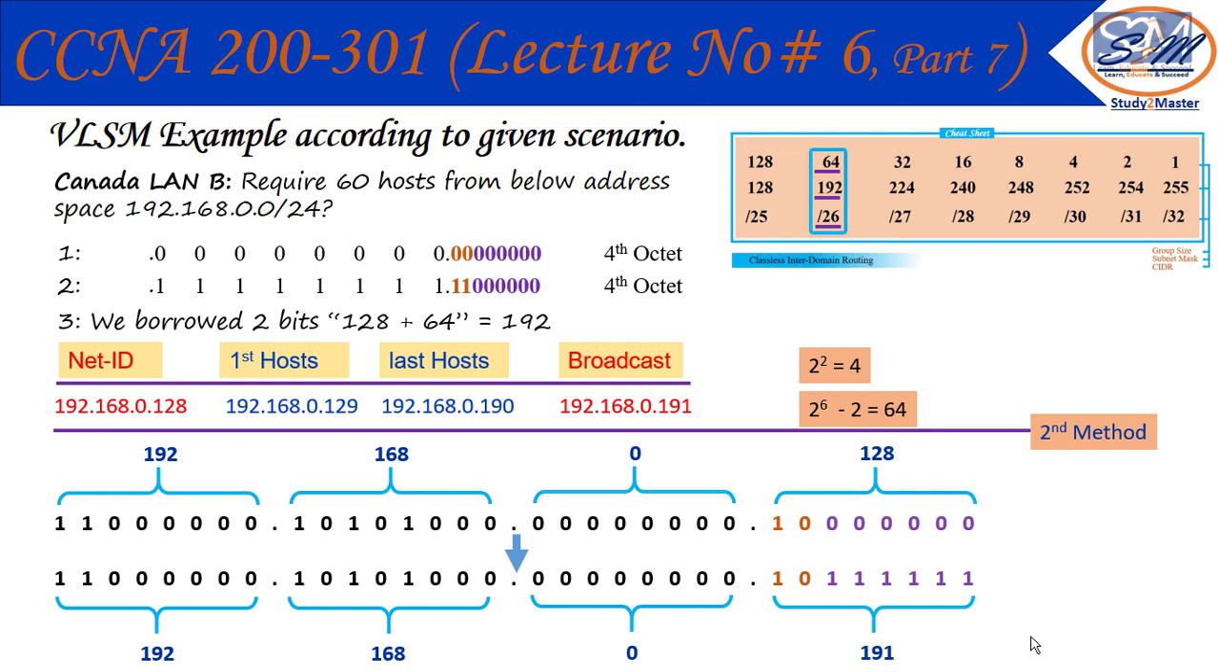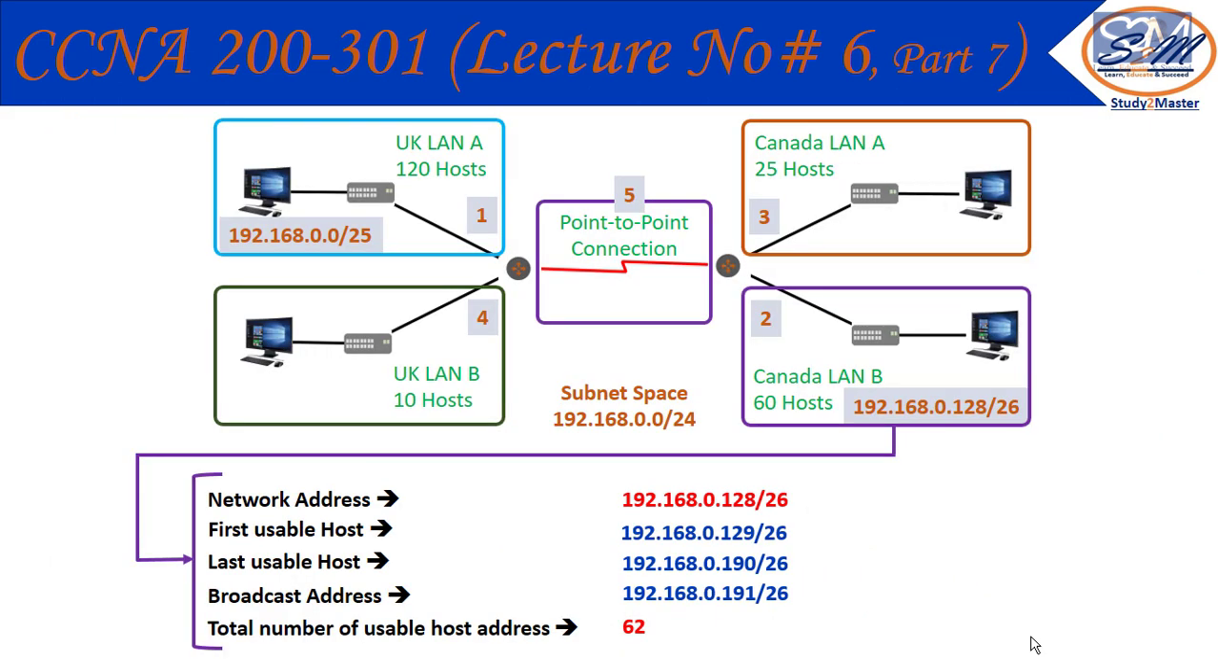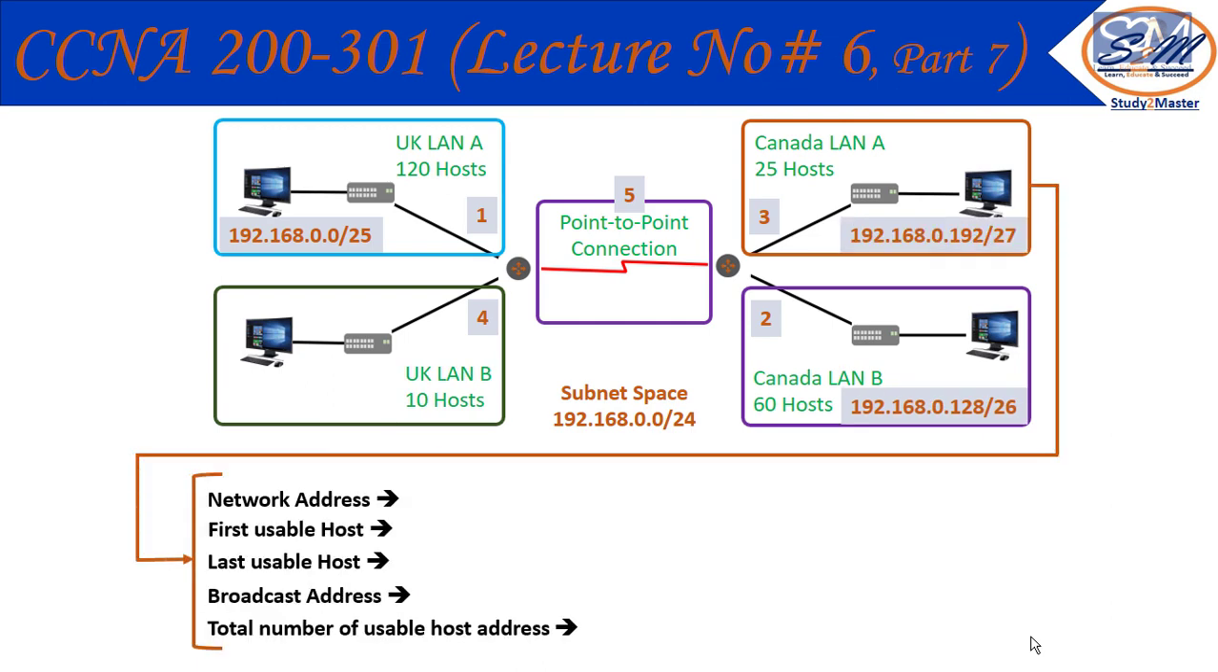So the first network and the last network, the usable address and the broadcast address will look like this. Network address, broadcast address, last usable address, and total usable hosts equal to 62. All addresses will be /26. Now let's jump to the third largest.